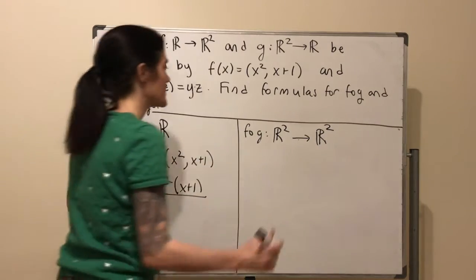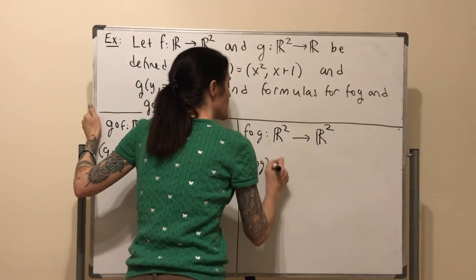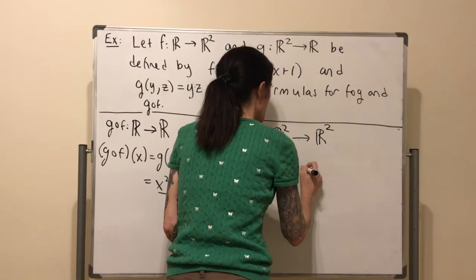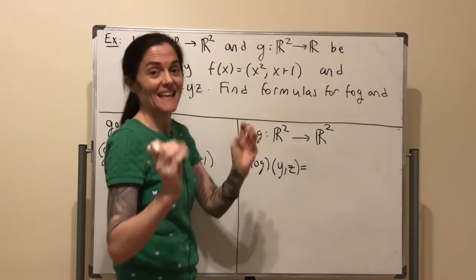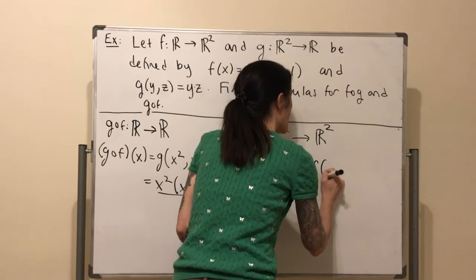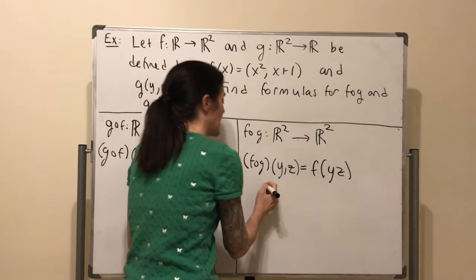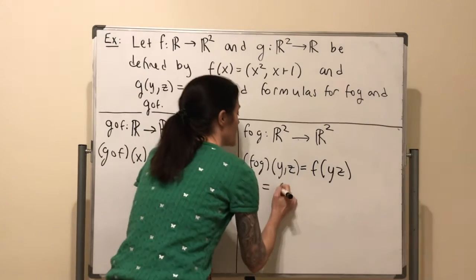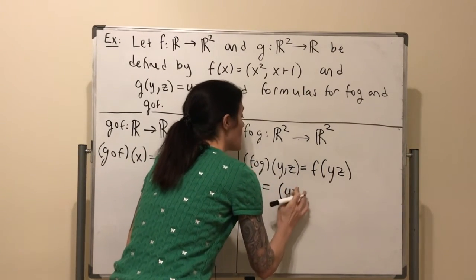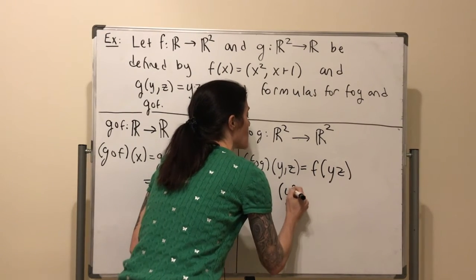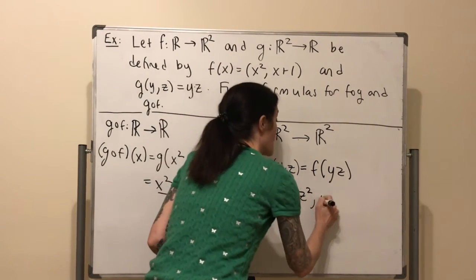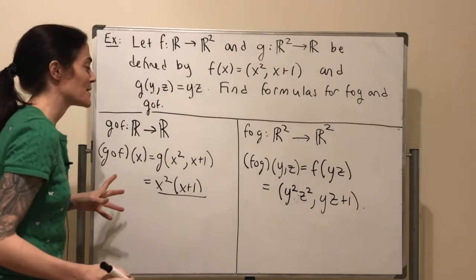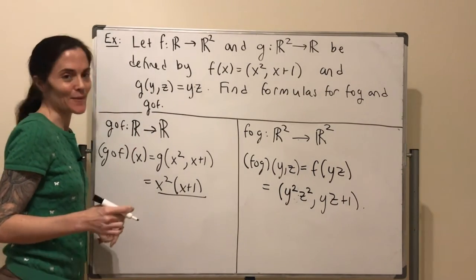This is a formula for g compose f, mapping a real number to another real number. Now for f compose g, this takes in, say, (y, z), where y and z are both real numbers. The first thing we do is apply g, and this multiplies. So this would be f of y times z. Now we have a real number, and we apply function f. This would be yz quantity squared, which I'll write as y squared z squared, and then yz plus 1. This gives a formula for the composition in this direction, f compose g.